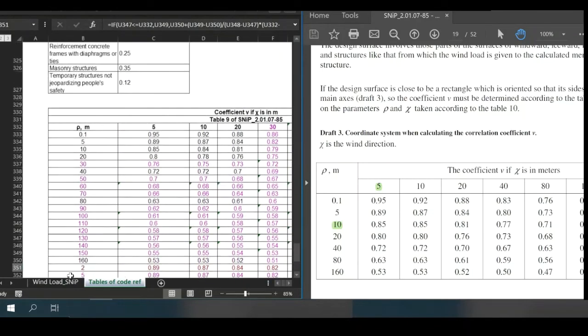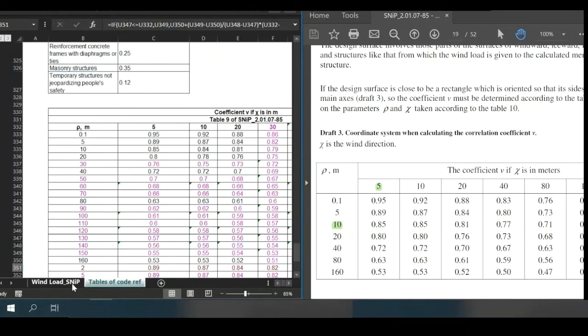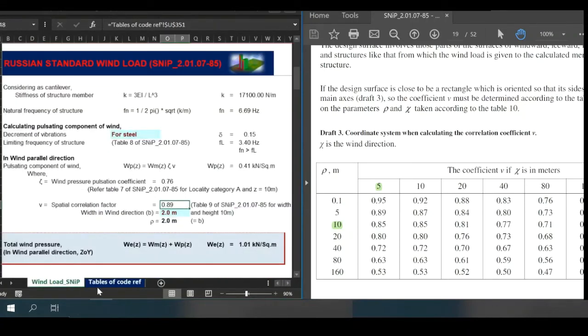So likewise, both values are required for calculating the pulsating component of wind: the wind pressure pulsating coefficient is 0.76, and the spatial correlation factor is 0.89. Both of these we had calculated using the tables shown here on the left hand side Excel sheets.